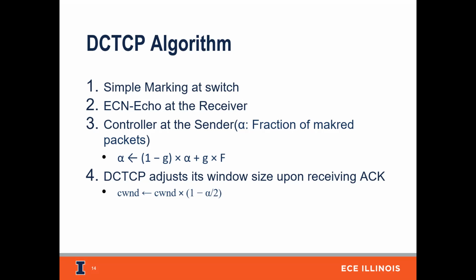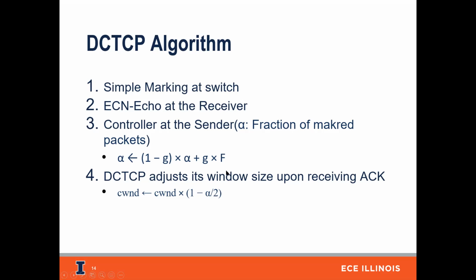The third step is the controller at the sender. The sender maintains an estimate of the fraction of packets that are marked, called alpha, which is updated once per RTT by the following formula. This is the formula, where F is the fraction of packets that were marked in the last window of data, and g, ranging from 0 to 1, is the weight given to new samples against the past in the estimation of alpha.